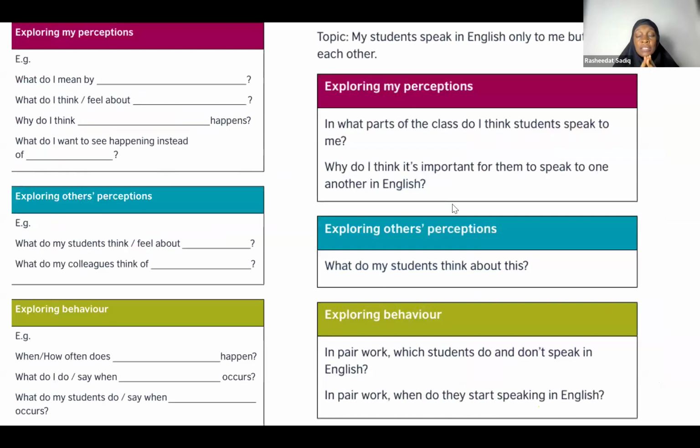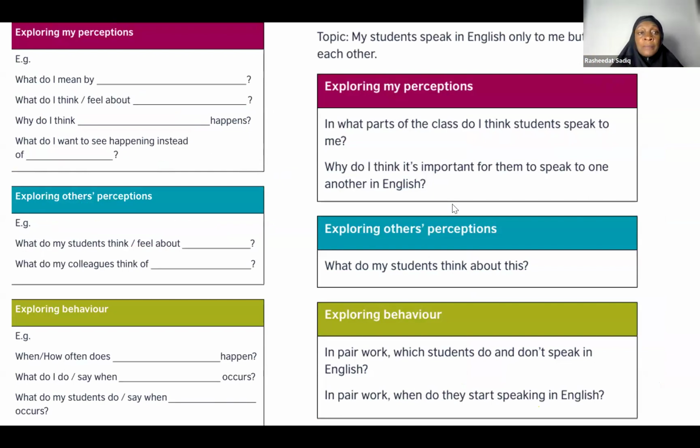Okay, so here's just an example of some of the types of questions that you can use to explore your own ideas, your perception, to explore the perceptions of others, which would include your colleagues, your parents, community members, and the students, and questions that could also look into the behavior, like classroom behavior, day-to-day occurrences in the class.